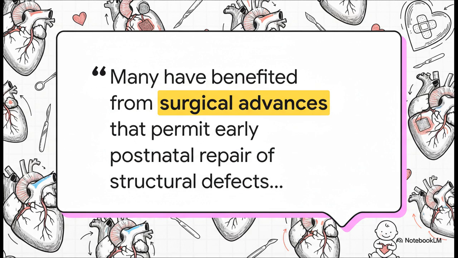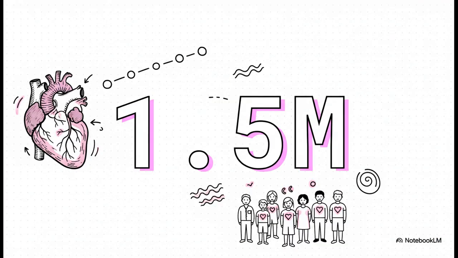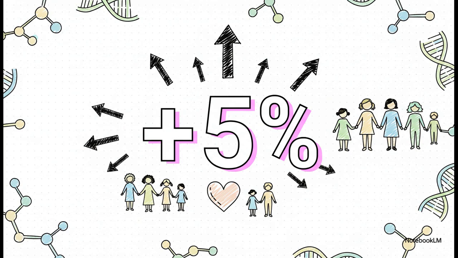It's just amazing. And the result of all this? It's staggering. Right now, in the United States alone, there are an estimated 1.5 million adults living with congenital heart disease. Think about that. The very first kids who had these life-saving surgeries, they're adults now. They've grown up. And it's not a static number. That population of adult survivors is actually growing by about 5% every single year. It's just such a powerful statement about how far medicine has come. It means more and more kids aren't just surviving, they're thriving and making it to adulthood.